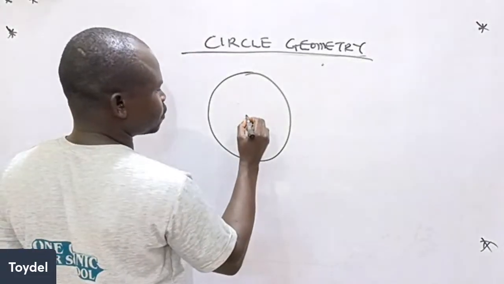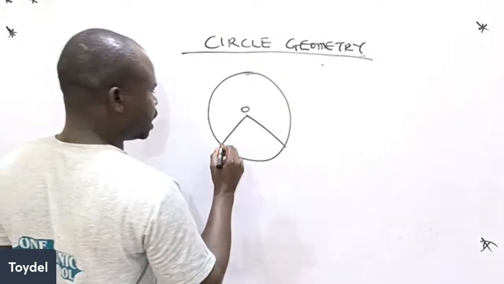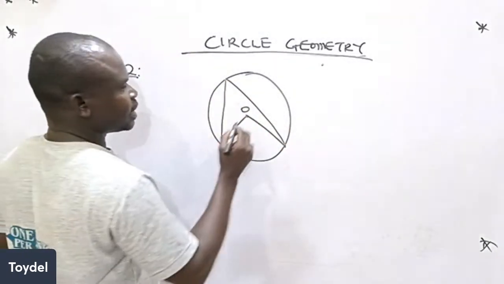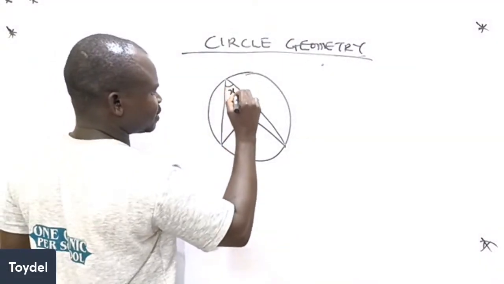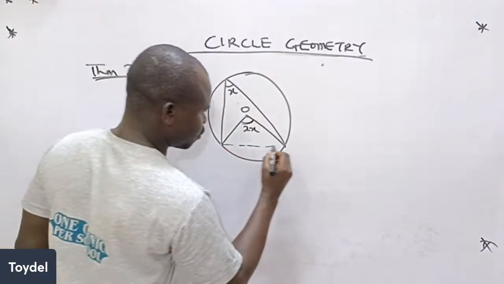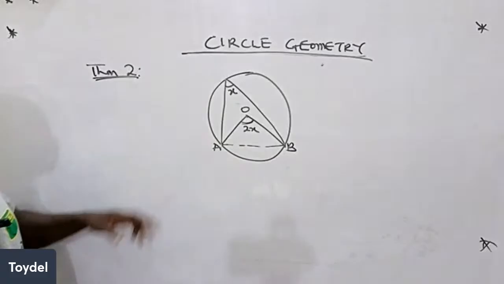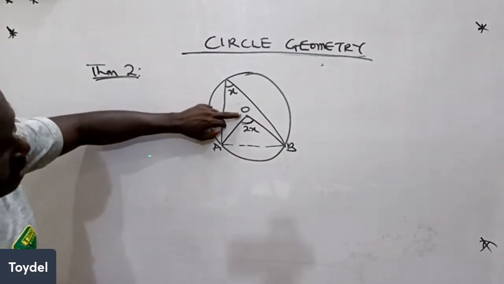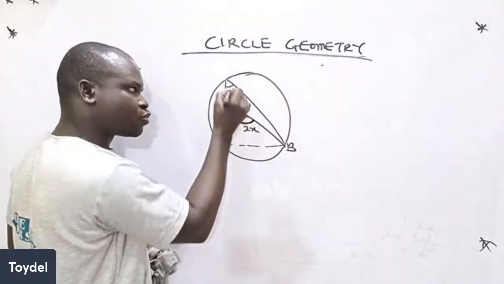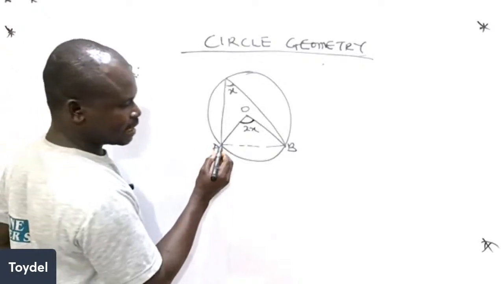If this is the center of a circle, O, then any point on the circumference, we can say something like this. If this angle here is X, the angle at the center will be 2X. That's what the theorem says. Let's see how we get that. Say this is A, B. Theorem 2 says that the angle at the center of the circle, where O is the center, is twice the one at the circumference, provided they are subtended by the same arc.